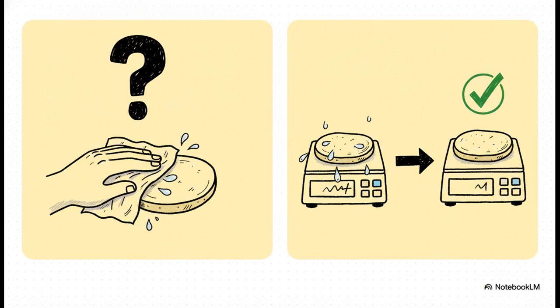Look at the full mark answer. You have to explain the consequence. You have to say that if you didn't dry it, the mass would be higher, which would mess up the results. It's all about linking your action to the result.